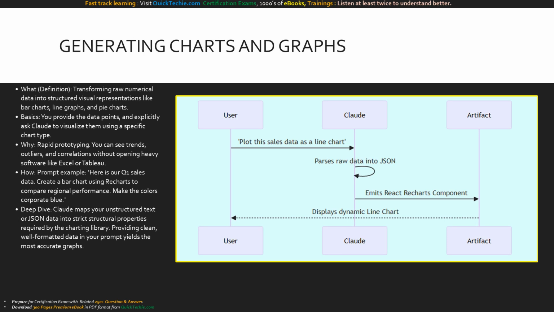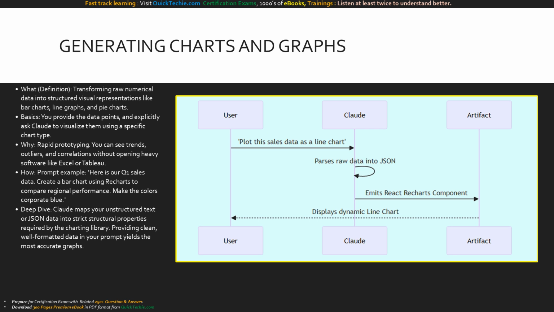Let's get practical and start generating charts and graphs. The what here is taking your raw numbers and turning them into visual stories. The basics require you to provide Claude with your data and explicitly name the chart type you want: a bar chart, line graph, or pie chart. Why use artifacts for this speed? You can identify market trends or financial outliers in seconds, completely bypassing heavy software like Excel or Tableau.